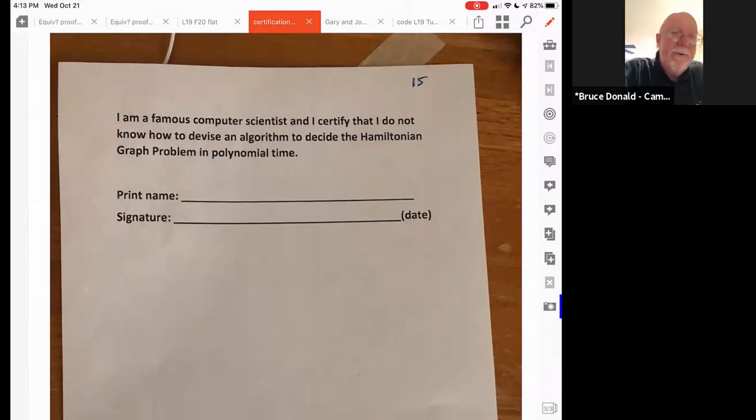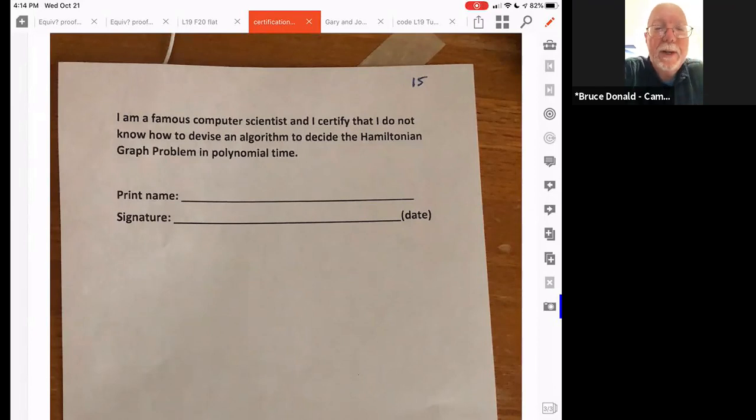By the way, if you're not comfortable signing this and you know how to solve the Hamiltonian cycle problem in polynomial time, please send me your proof. After we check it, we'll nominate you for the Turing Award and the Fields Medal and the MacArthur Genius Award, because at the moment, no one knows how to do this.